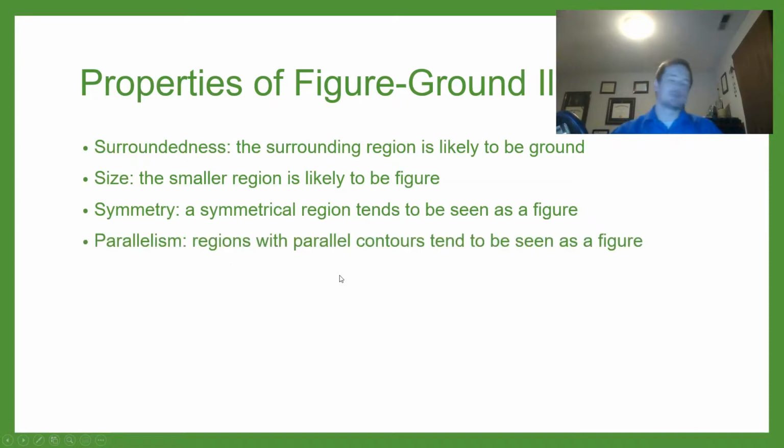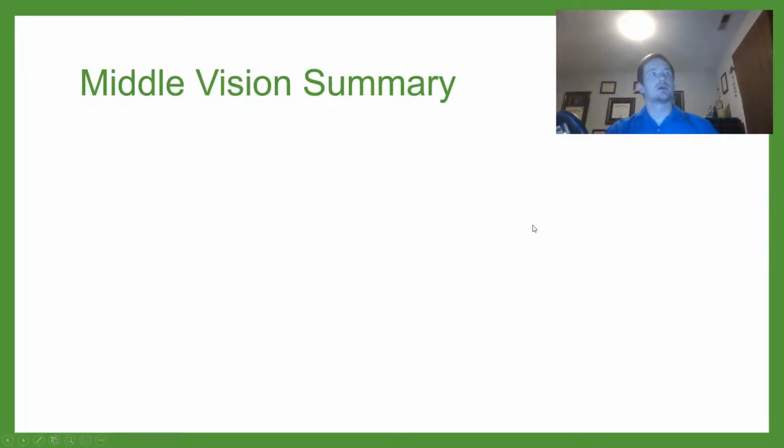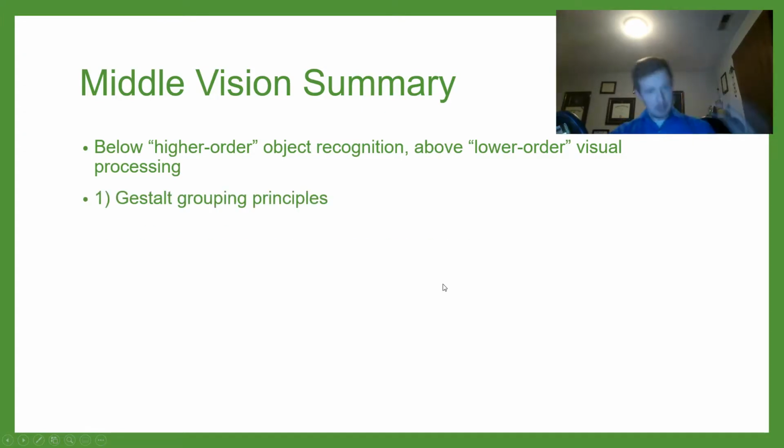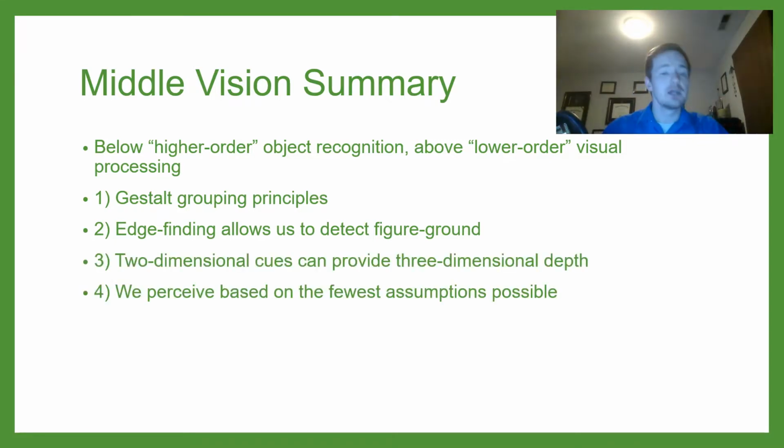This next slide just tells you a little bit about why we might perceive things that way. I'm going to skip over that though, because I want to make a little bit of time for middle vision. Middle vision is aptly named because it is between the lower level perceptual processing that we've been talking about and the higher order object recognition. So this is kind of right there in the middle, along with the Gestalt grouping principles. The Gestalt grouping principles are a form of middle vision. The next pieces that we're going to be talking about are going to be other forms of it.